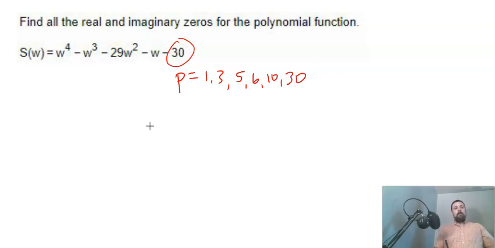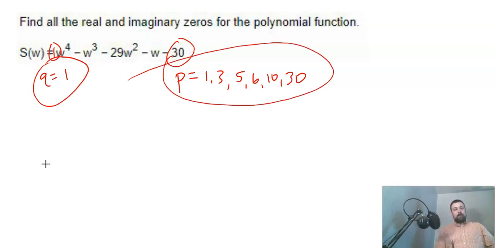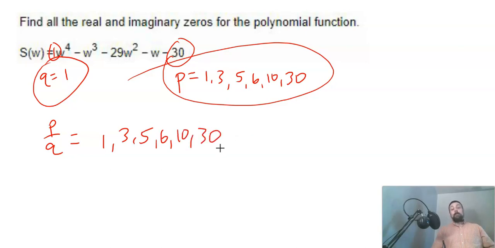There's 6 of them. Okay, so those are the possible values for p, which are the possible values for my numerator. But here's what makes this one a lot easier to deal with. Q can only equal 1. So if I take every possible combination of a p divided by a q, I just get 1 divided by 1, which is 1, 3 divided by 1, which is 3, etc. You get these numbers back, and then that's it. There's nothing else to divide by, so it's just these numbers, both positive and negative. So there's 12 numbers altogether that we need to consider.